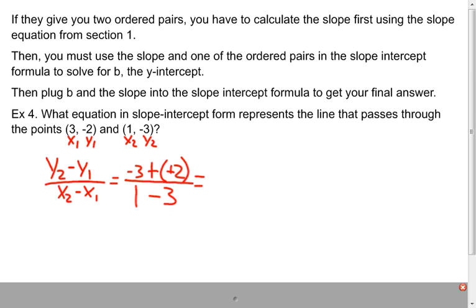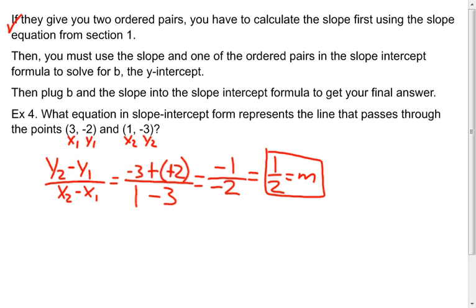These change to plus because I have two negatives next to each other. Negative 3 plus 2 is negative 1. 1 minus 3 is negative 2. I have two negatives, so they cancel, and my slope is 1/2. That's the first step. So we got this part taken care of.